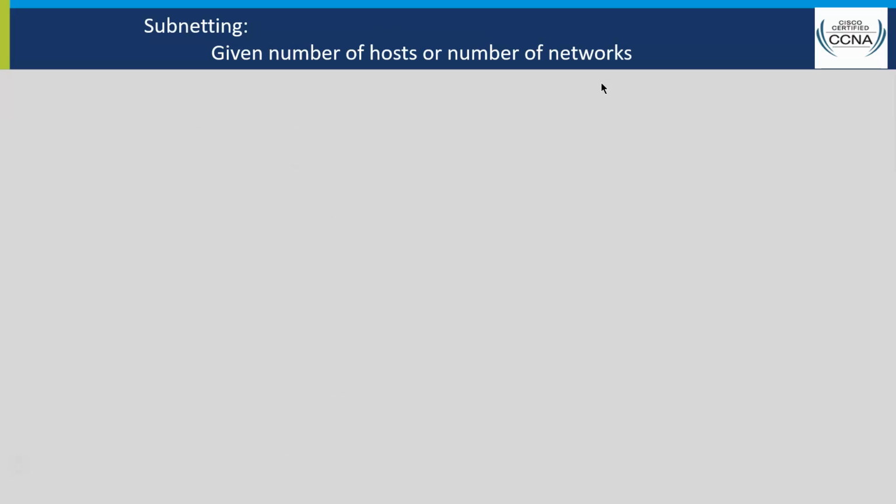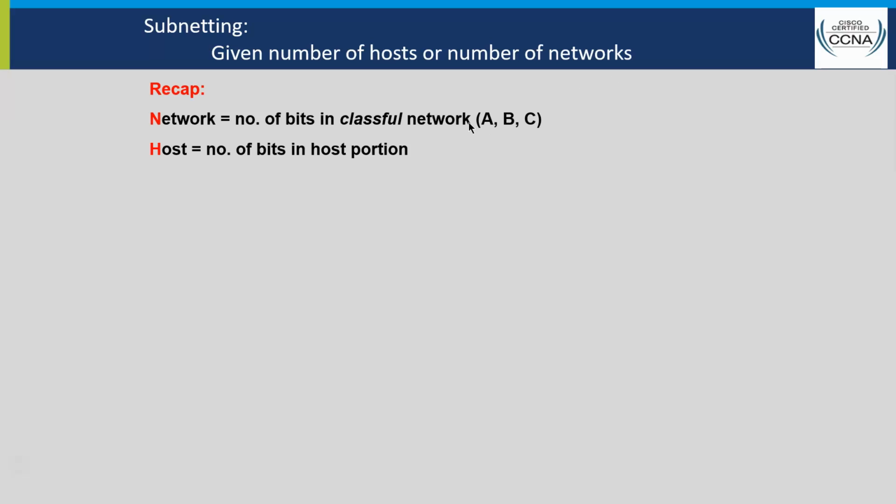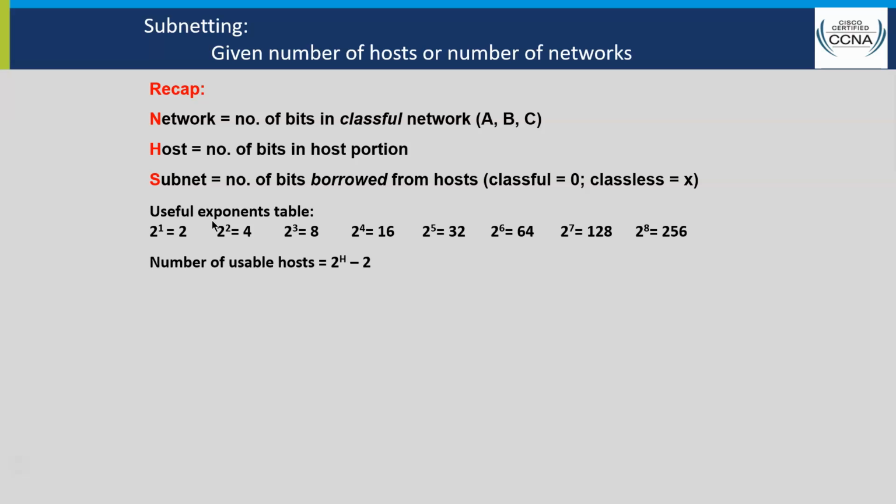So what I really want to do is these summaries, because I want to give you some time here. The network, the number of bits, the classful network, the number of host portion, and then the subnet are the borrowed bits. So we're going to have the network portion, the subnet portion, and then the host portion. The subnet is the bits that we have added.